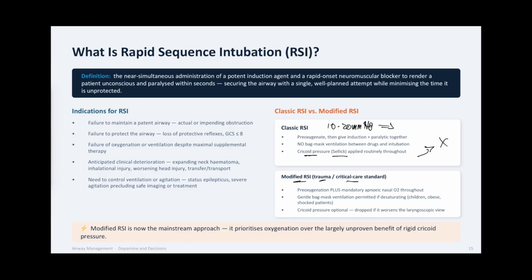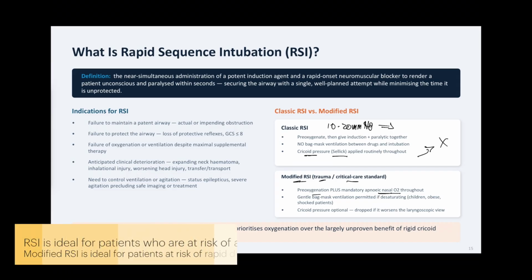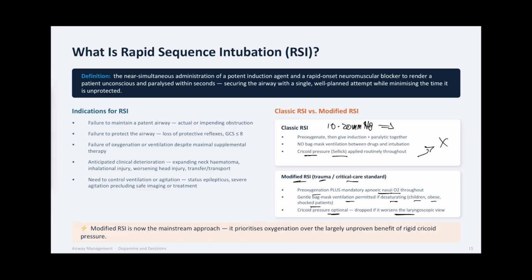This is most preferred nowadays because you give pre-oxygenation, and then after giving induction, you give the mandatory apneic nasal oxygen throughout the procedure. You give gentle bag mask ventilation if the patient is desaturating, particularly in high risk individuals like children, obese, and shock patients. Cricoid pressure is optional. It is dropped if the laryngoscopic view is worsening.